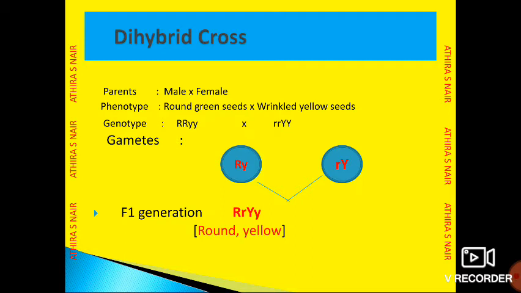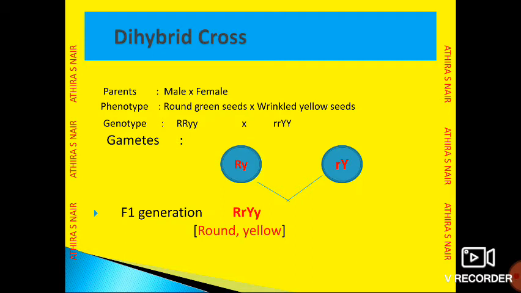Here the parents, one male and the other female, you can see the phenotypes: a round green seeded plant is crossed with a wrinkled yellow seeded plant. As you know, in pea plants round seeds are dominant over wrinkled seeds.